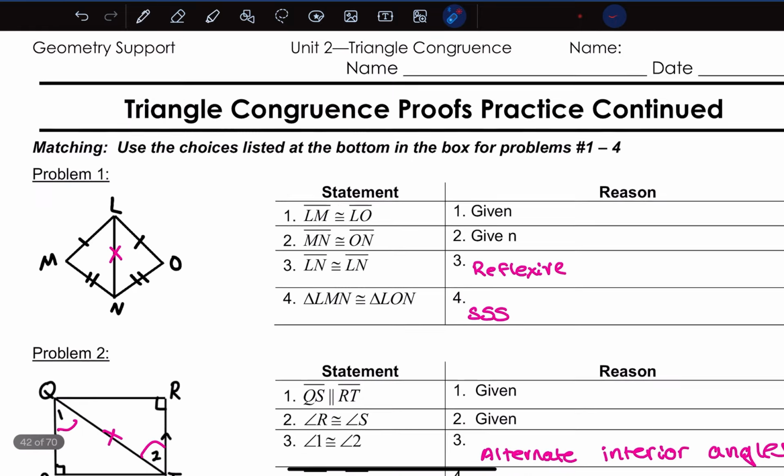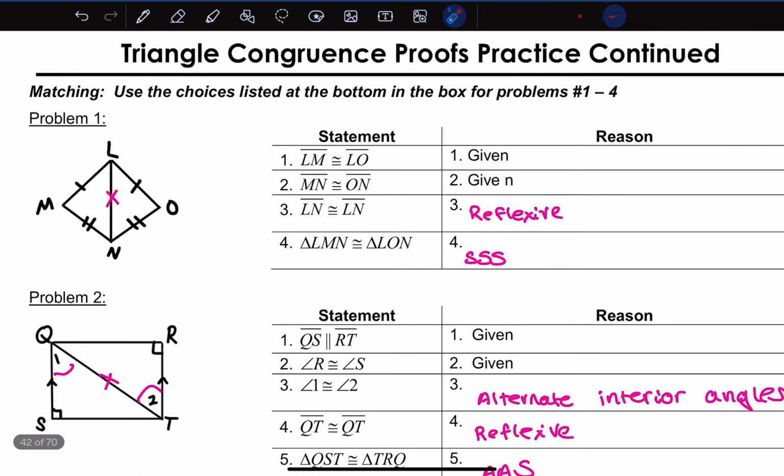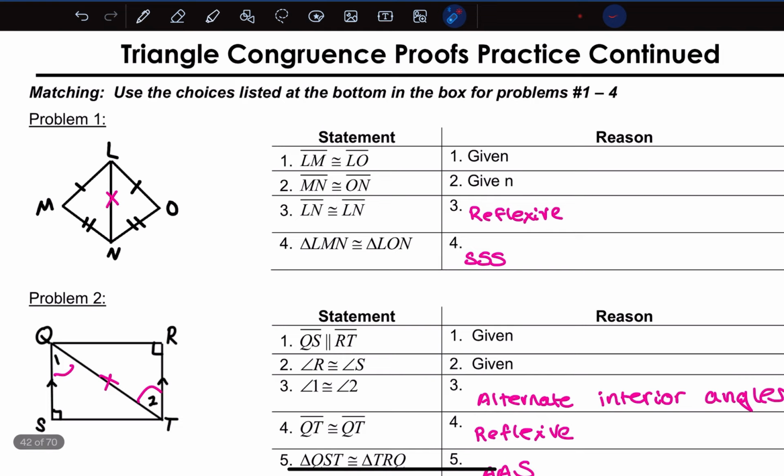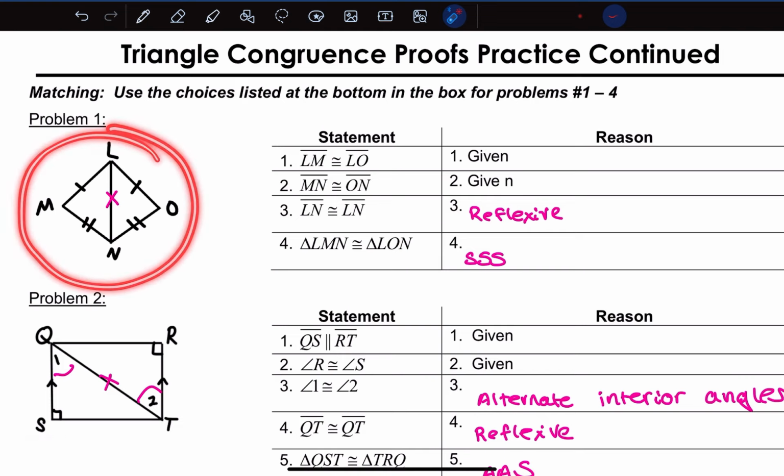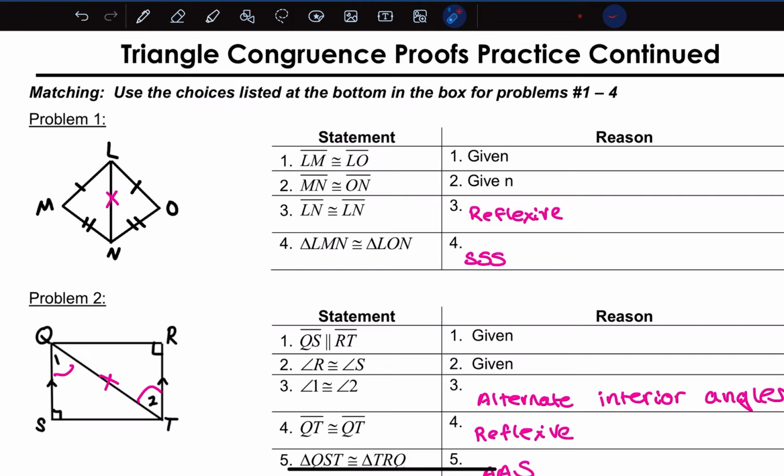So here's a little bit different because they're not writing out the given statements. They're giving it to you in the diagram, so you have to interpret the diagram. This isn't very common when it comes to geometry questions, but it is good practice to make sure you understand the notation.